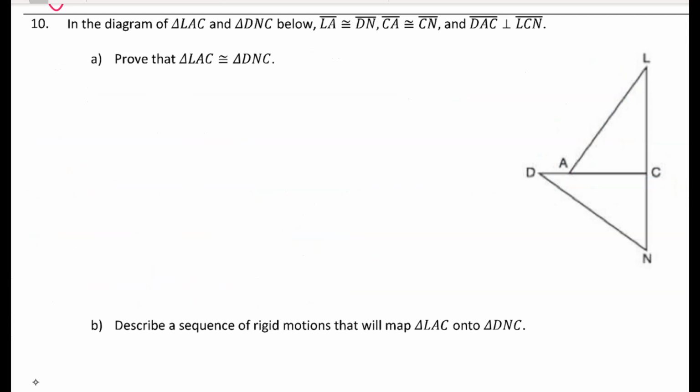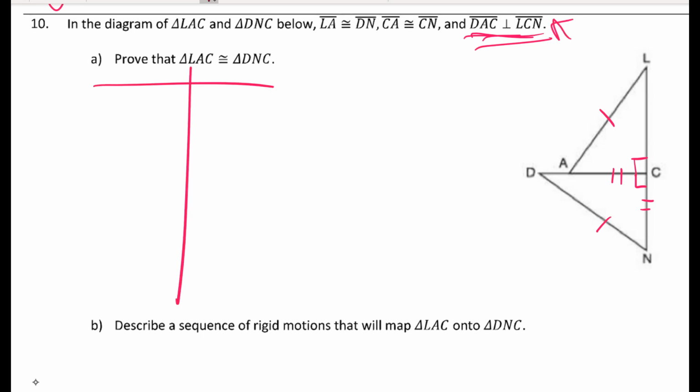Number 10. In the diagram of triangle LAC and triangle DNC below, LA is congruent to DN, CA is congruent to CN, and DAC is perpendicular to LCN. So that means that this is a right angle and this is a right angle. But notice they didn't tell me that they're right angles. So if at some point I need to state that they're right angles, I can't just assume that that's in the given because it's not explicitly in the given.